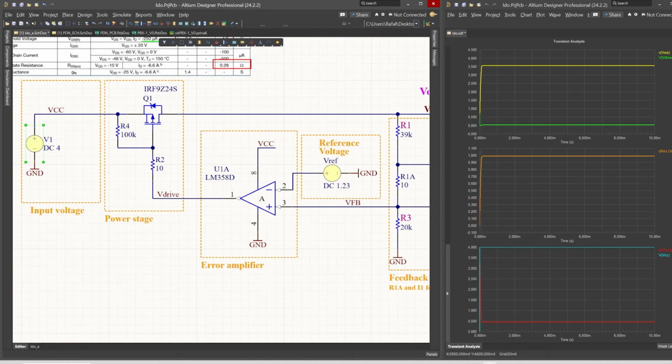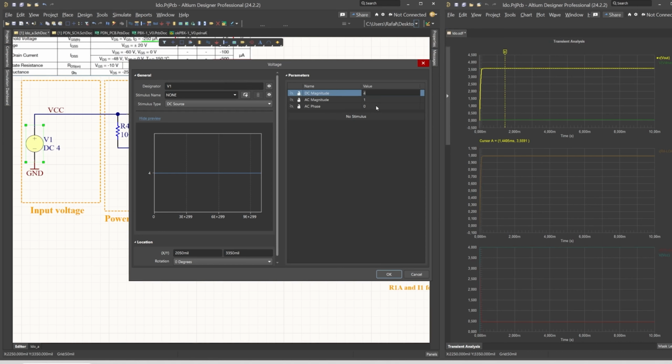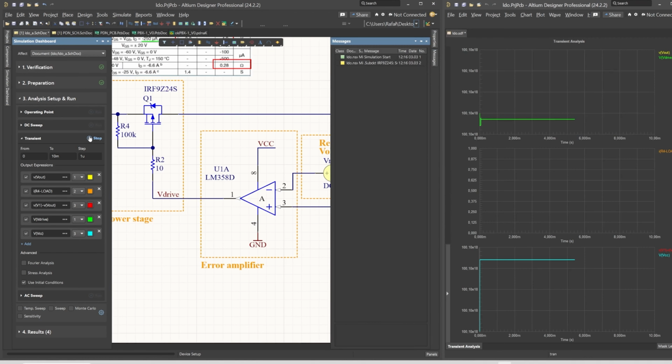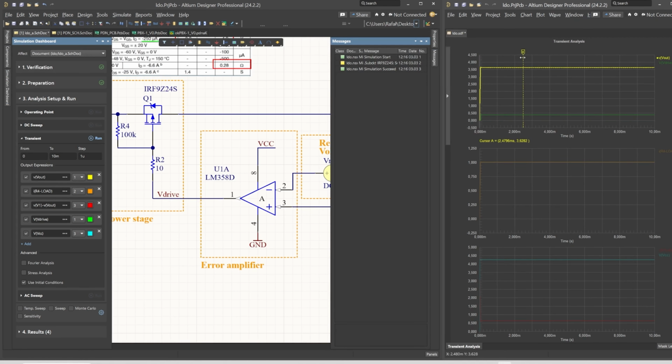But let's see at 4 volts, still not in the regulation. I can see it already. Let's just measure how close we are. No, we are like 100 millivolts apart. Let's go 4.25. And yes, that's a regulation. That's the state when we can observe the regulation.